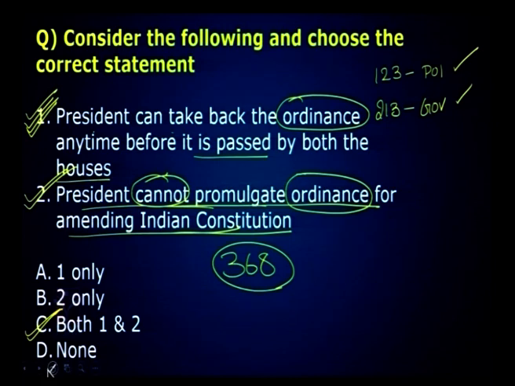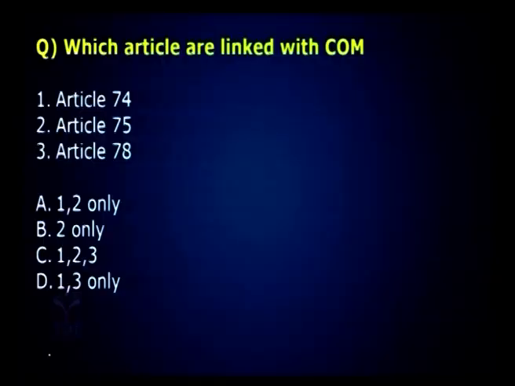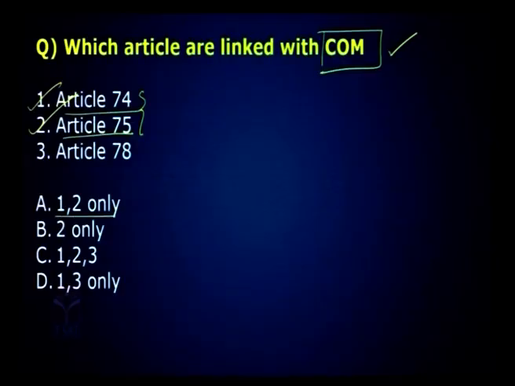Let us see the next one. Yes. Which articles are linked to Council of Ministers? Article 74, 75. See, these two articles you all know. Whenever we discuss Council of Ministers in classes or whenever you read any book, Article 74, 75 is something which is related to Council of Ministers. So both are there. So option 1, 2 is also there. So this is a wrong answer. This is also a wrong answer because 2 is also there.